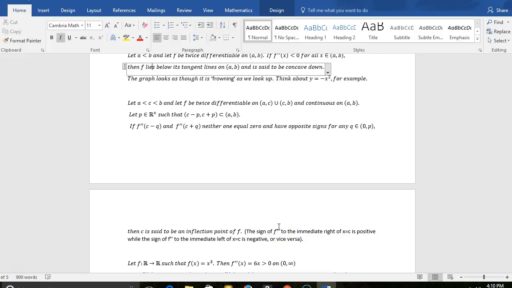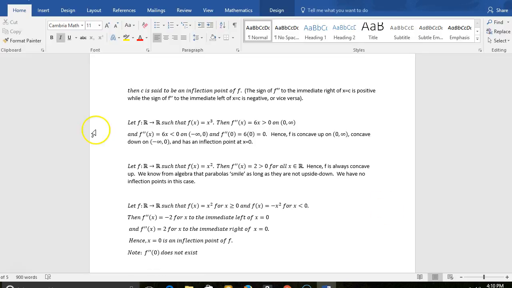In this case, C is said to be an inflection point by definition. So, in other words, C is an inflection point by definition if F double prime changes signs at C. Now, F double prime may equal 0 at C, or it may be undefined at C, but it will change signs at C. If you go to the immediate left of C, you'll be either purely positive or negative, and to the immediate right of C, you'll be the polar opposite of what you were to the immediate left. Okay.